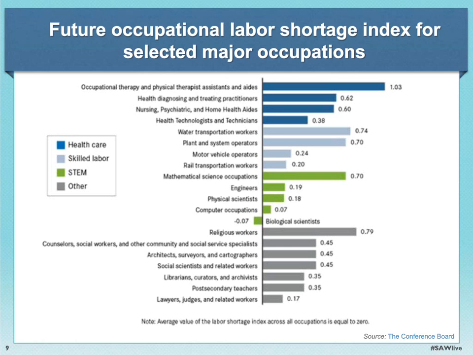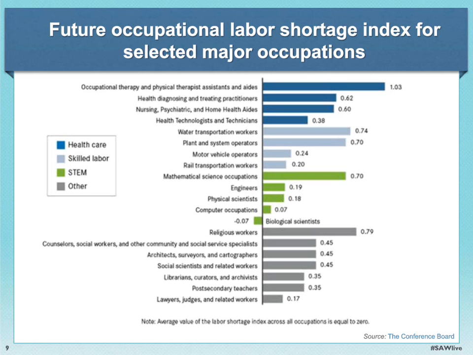If we go to the bottom, we see in gray a bunch of other occupations that didn't fit into any other group. What's interesting there is that lawyers, for example, are not ranked very high. They're ranked above average, but not particularly high. There are a lot of young people who want to become lawyers.